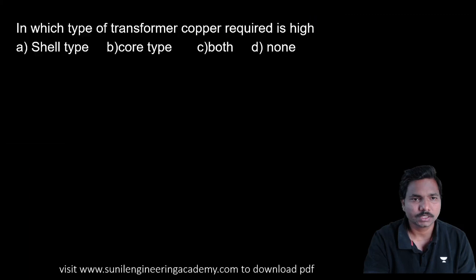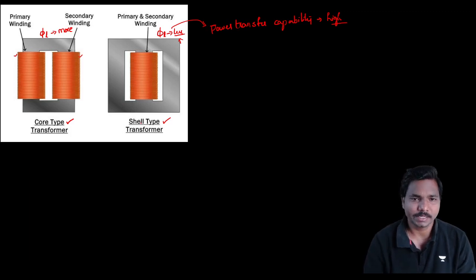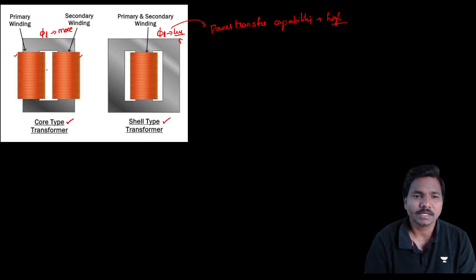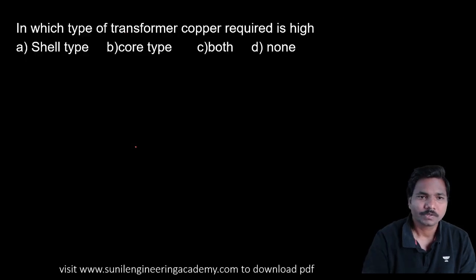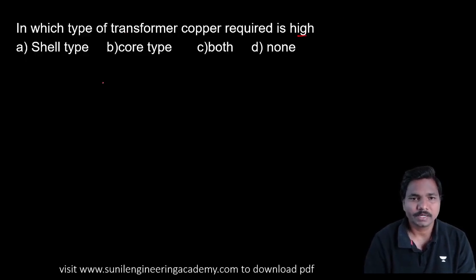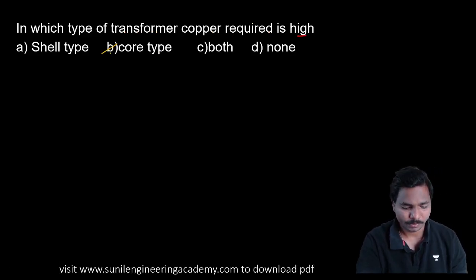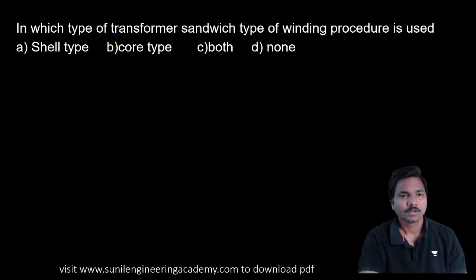Coming to the next question: in which type of transformer is the copper requirement high? From this diagram we can easily see that here there are two windings, and here there is one winding upon another, so a lot of copper is required. Copper requirement is high in the core type transformer, and less here. So the answer is option B.